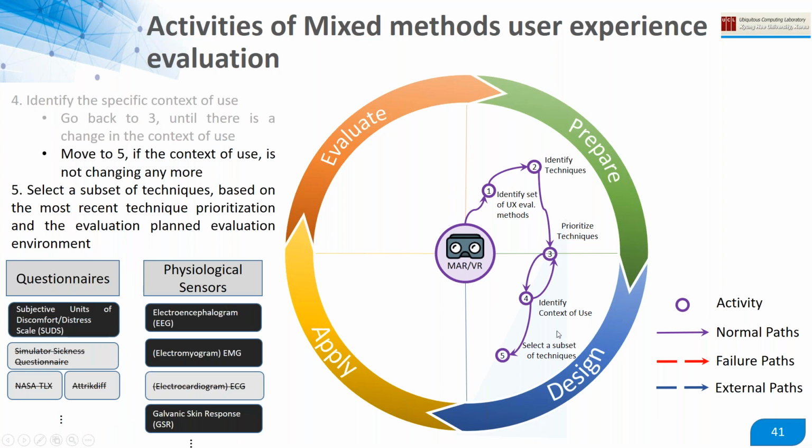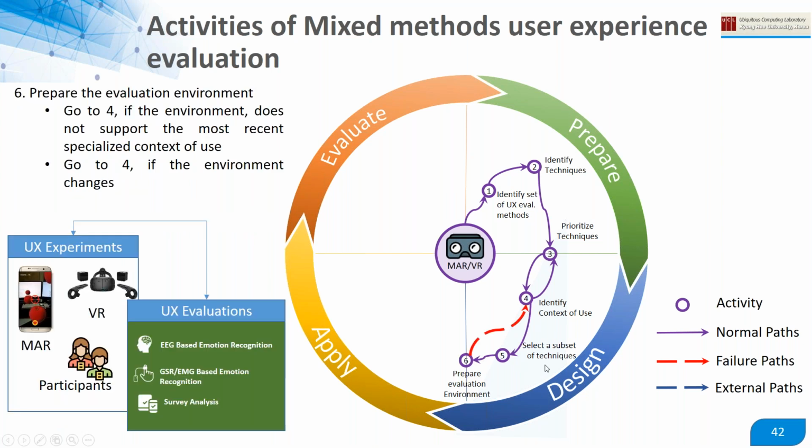And then based on the context of use, we select the subset of techniques, because it's not possible to apply all the techniques to evaluate any product, so we have to select some methods and techniques based on the context of use. For example, from the list of questionnaires, we select this one, and from the physiological sensors, we select these three based on the context of use.